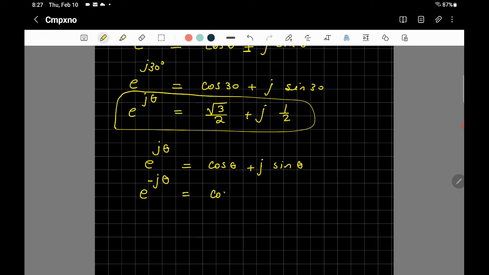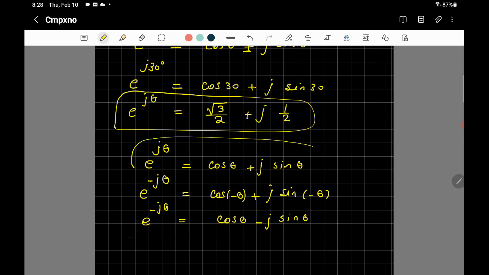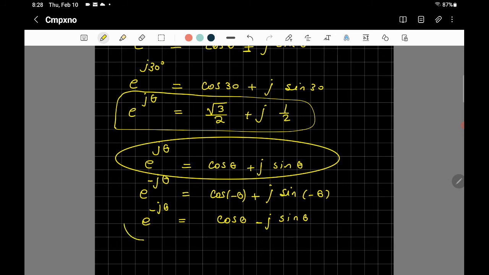That will be equal to cosine minus theta plus j sine minus theta. In this case, cosine minus theta is the same as cosine theta. They are equal. And sine minus theta is equal to minus sine theta. So you get minus j sine theta. So simply, now understand that e to the j theta is equal to cosine theta plus j sine theta, and e to the power minus j theta is equal to cosine theta minus j sine theta.